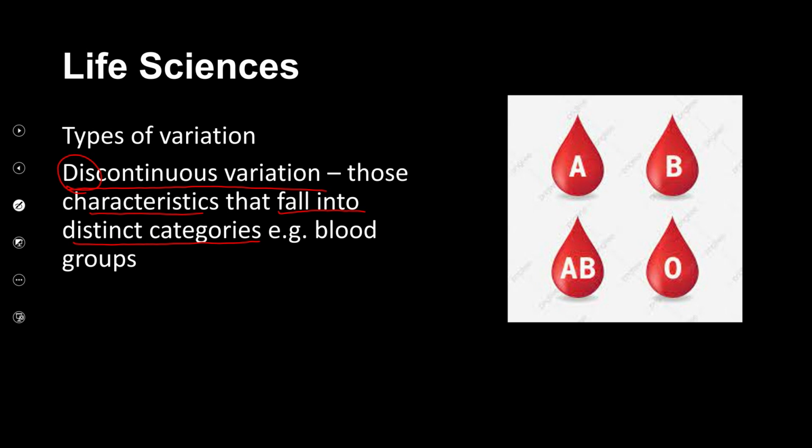A very good example of that in humans is blood groups. If we have a look at the diagram, we can see that we have 4 different blood groups: blood group A, blood group B, blood group AB, and blood group O. Even though it's the same characteristic, blood, there is no continuous variation. You either have blood group A, or blood group B, or blood group AB, or blood group O.